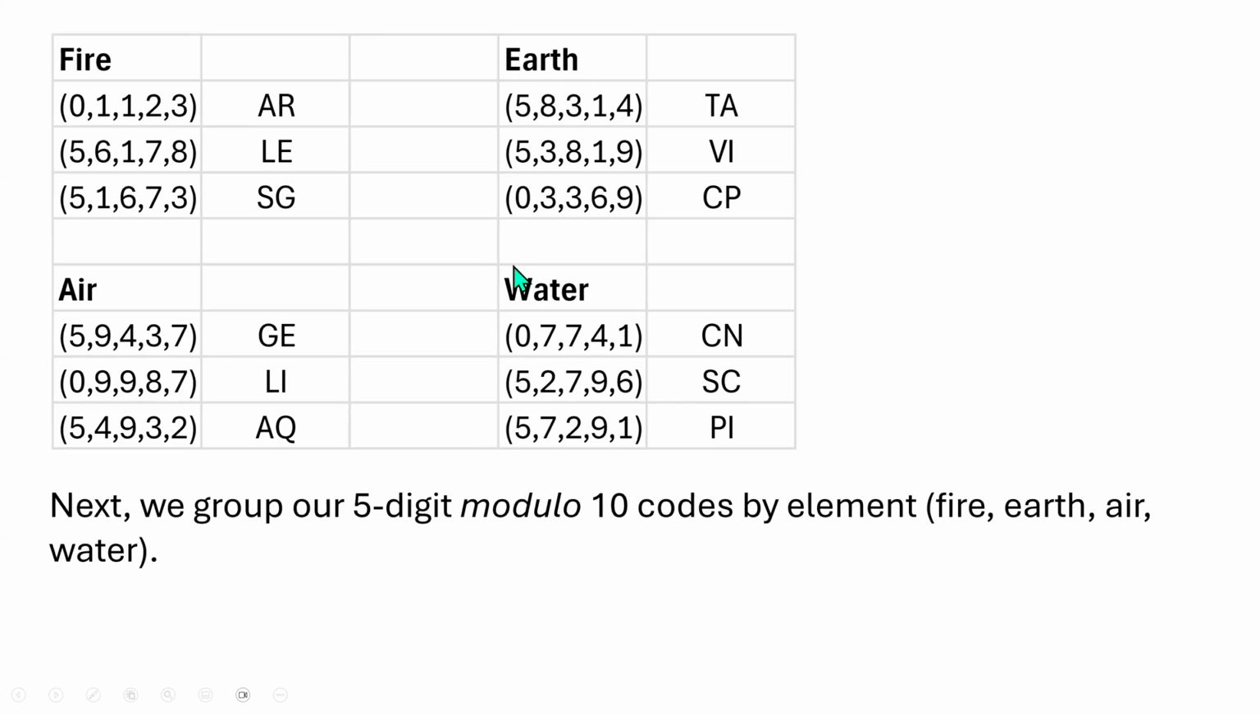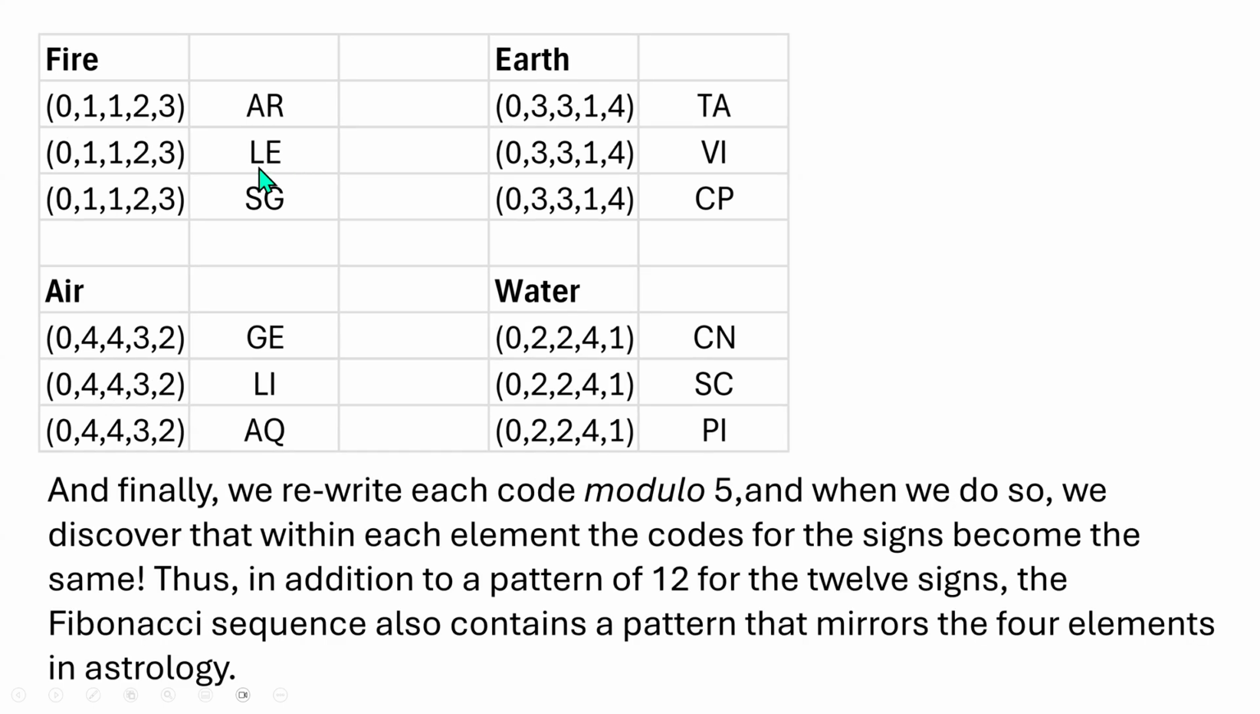So once I take these numbers, convert each one modulo 5. So here that would be 0, 1, 1, 2, and the remainder of 3 divided by 5. And that's what you get here, 0, 1, 1, 2, 3. Well, at this point, all the fire signs have the same 5-digit code. All the earth signs have the same 5-digit code. All the air signs have the same 5-digit code. And all the water signs have the same 5-digit code.